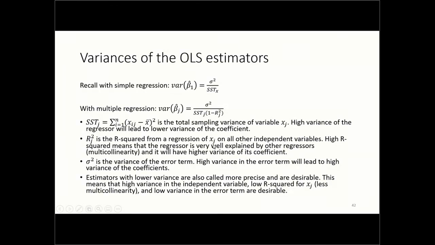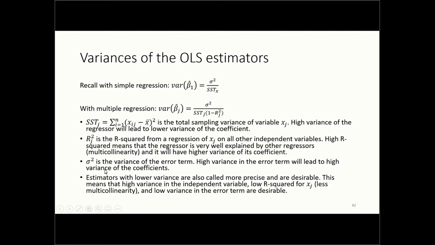So again, if we have a variable xj, let's say the third variable, and that variable is very, very well explained by the other variables in the model, say by x1 and x2, then its coefficient would have a lot of variance. So the standard error would be very high for this coefficient. So again, that's not a very good property here, not very desirable.